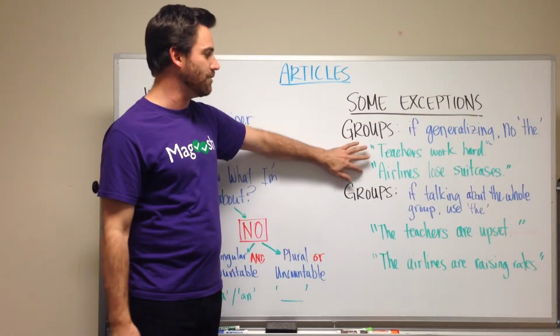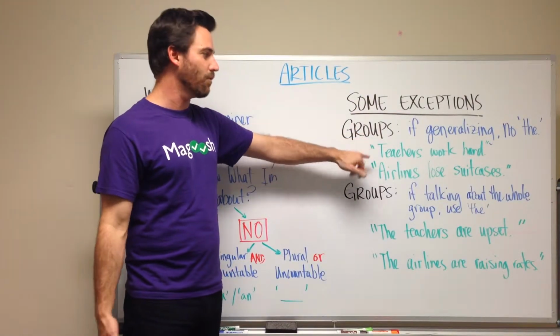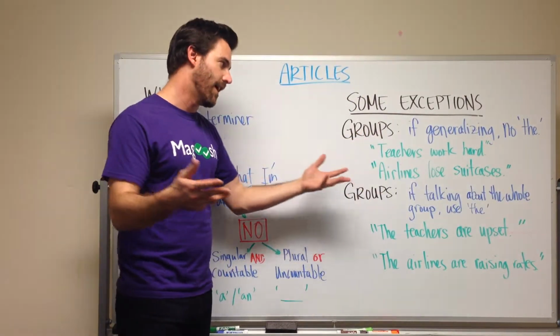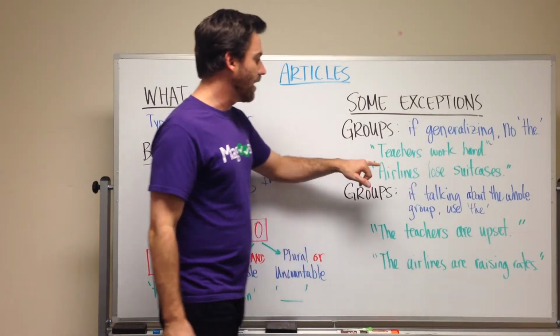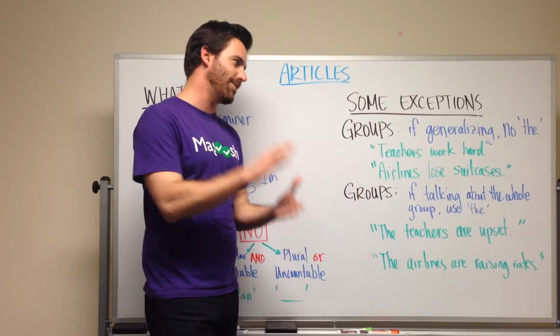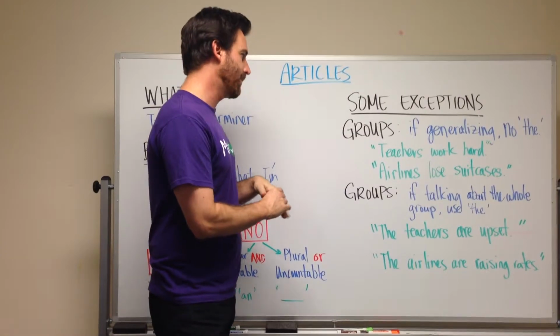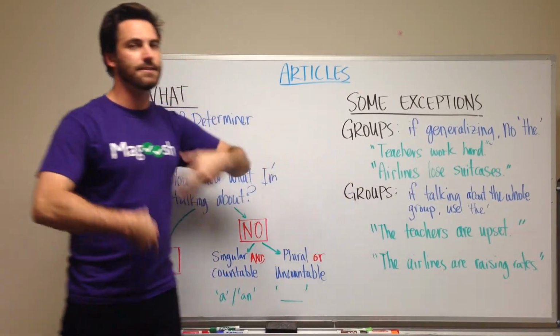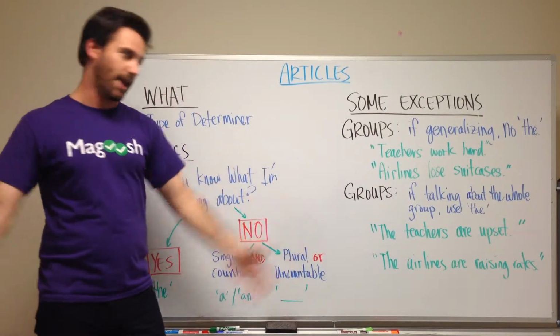So for example, here I have two sentences. And I'm making general statements here. Teachers work hard. Making a general statement. And so we're not going to say the teachers. Again, airlines lose suitcases. This is a general statement about suitcases. You might have lost yours on occasion. And in this case, both of these sentences imply nothing particular about the group, but just referring to the group as a whole.